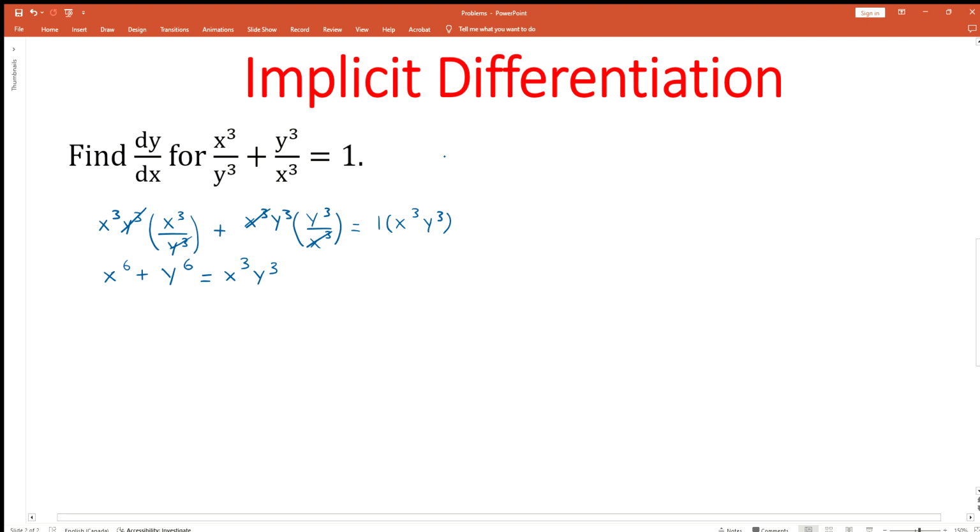Now we can find dy over dx by finding the derivative of all terms in this equation with respect to x. Let's start with the first term x to the power 6. We should use power rule to find the derivative of this term with respect to x. As per the power rule, we move the exponent 6 to the front of the term and subtract 1 from 6.